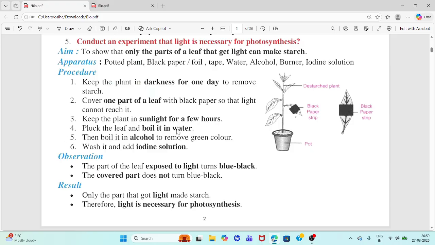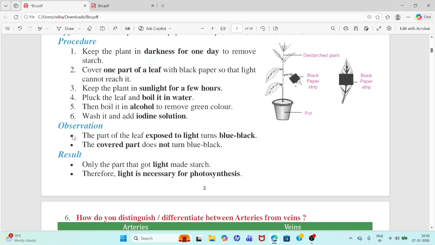Pluck the leaf and boil it in water. Then boil it in alcohol to remove the green color. Wash it and add iodine solution at last. Now, observation.